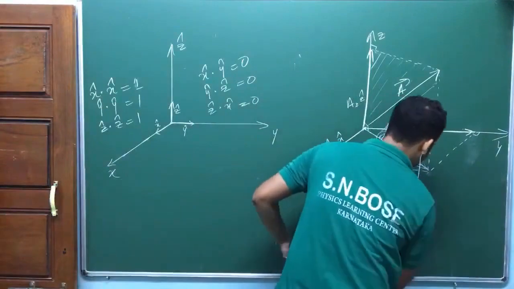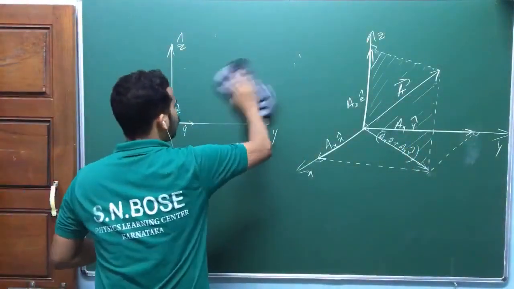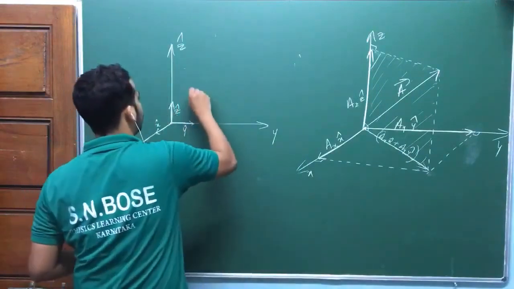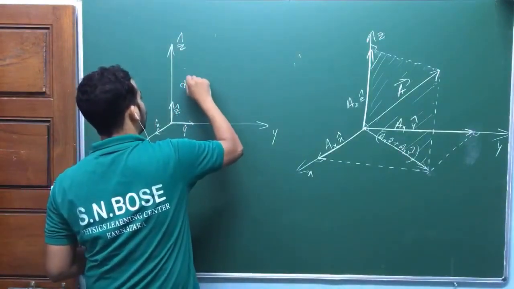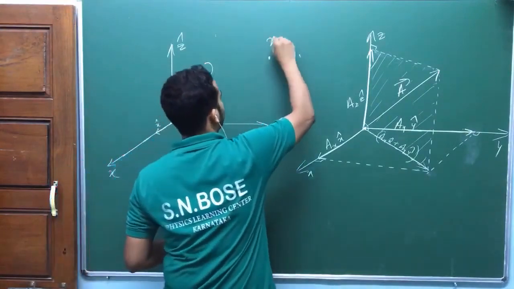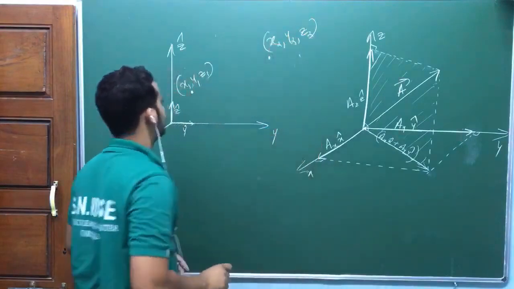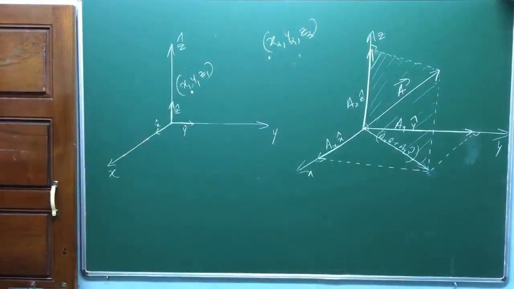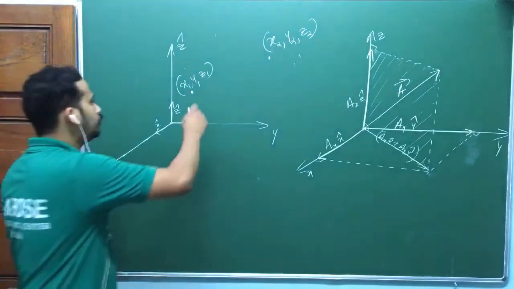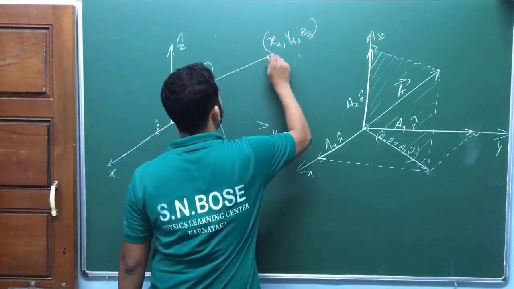Now, whenever you define a coordinate system like this, I have 2 points here, suppose. I have one point x1, y1, z1, and I have another point x2, y2, z2. I have 2 points in space. Now, how do you draw a vector which is running from the first point to the second point?